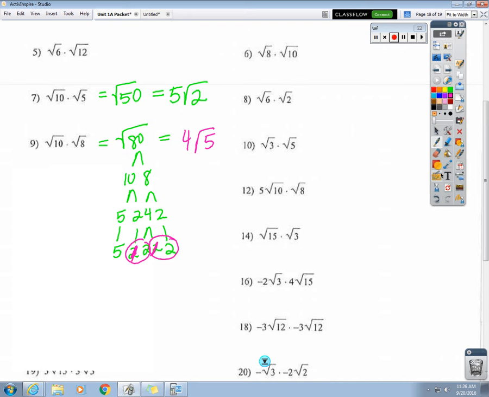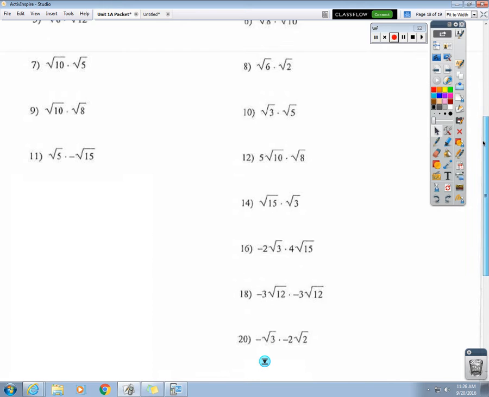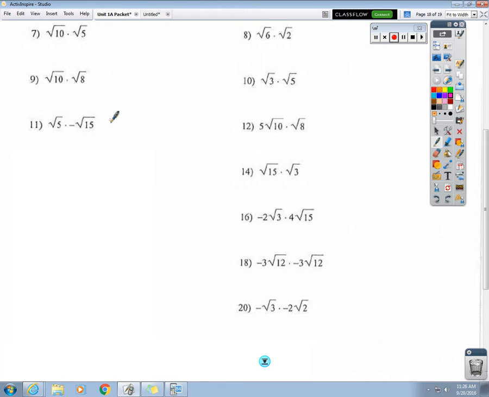Okay, number 11. What's different about number 11? It has a negative. So, you're going to do everything the same. Square root of 5 times square root of 15 is the square root of 75. 5 times 15 is 75. But then isn't this a positive out here? A positive times a negative is a negative. It's just kind of like a -1 sitting there, and this is a positive 1 over here.